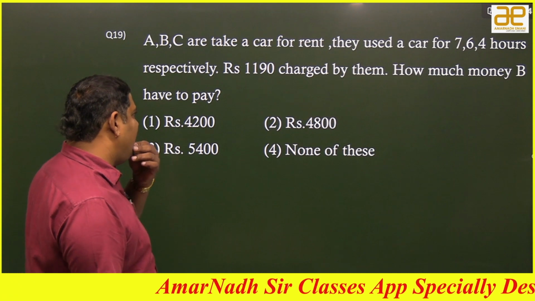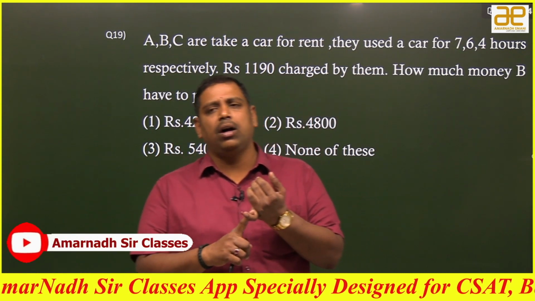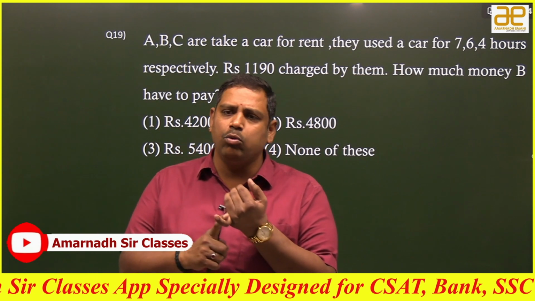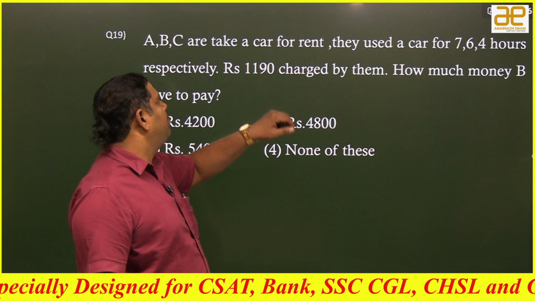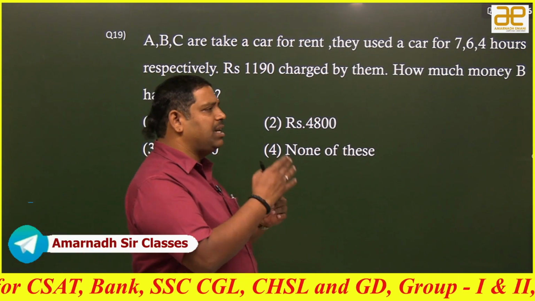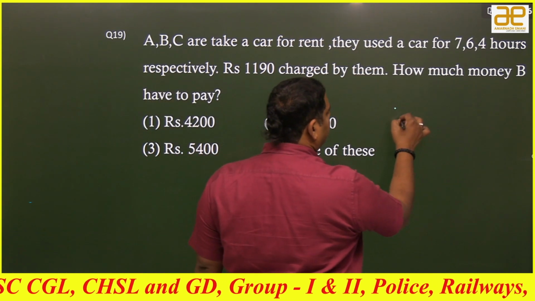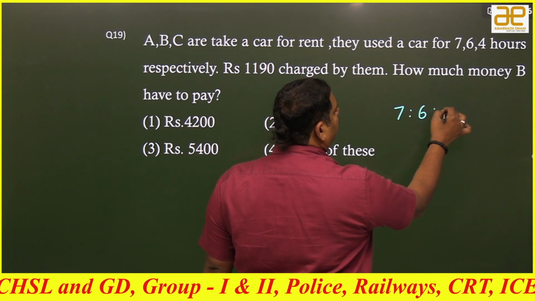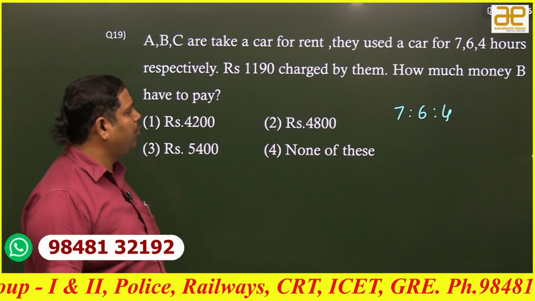So, in general, in the rent problems, we will distribute in the ratio of number of cars or number of vehicles or number of cows into time period. But in this question, there is no need for the number of cars. Why? Because all together have taken a single car. So, one car means the number of cars is 1 for each. Then happily we can distribute the rent in the ratio of their time periods of utilization, 7 is to 6 is to 4.